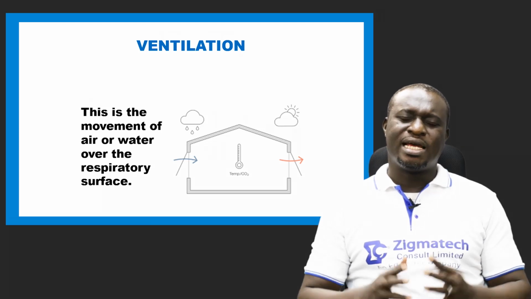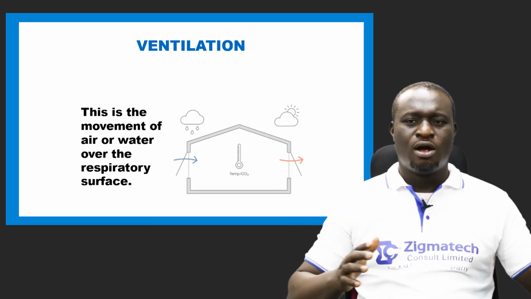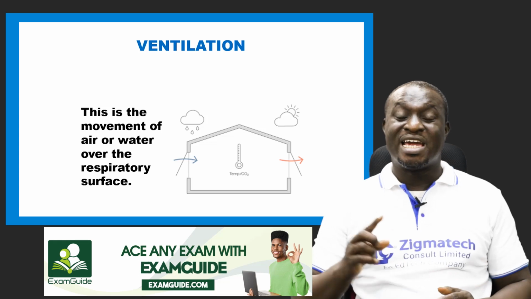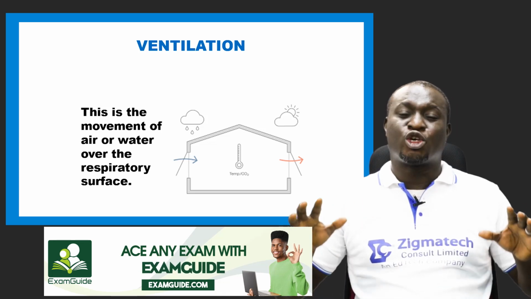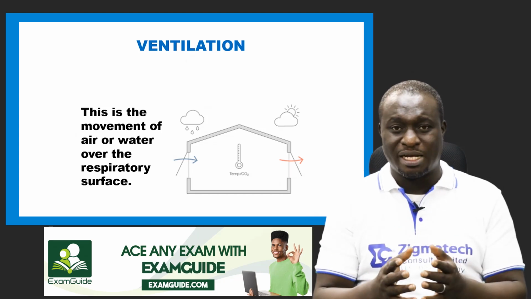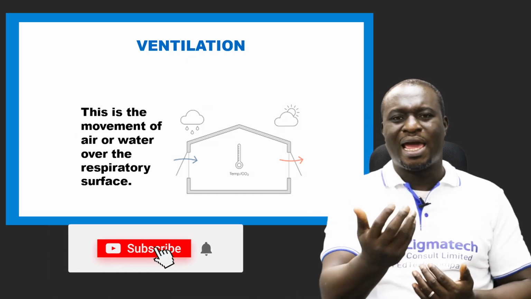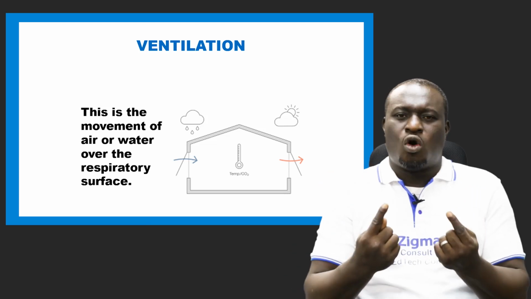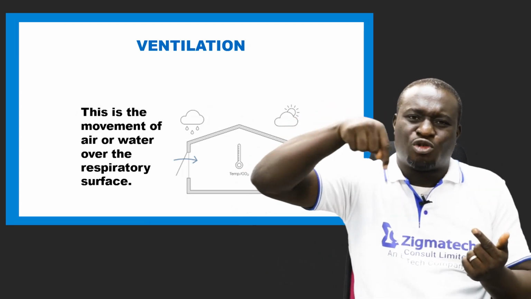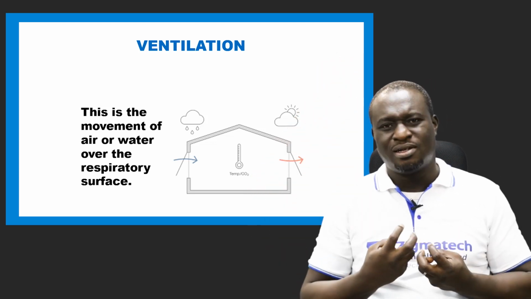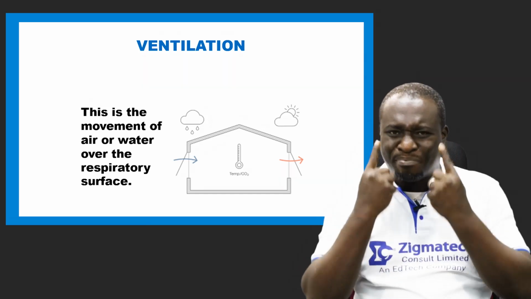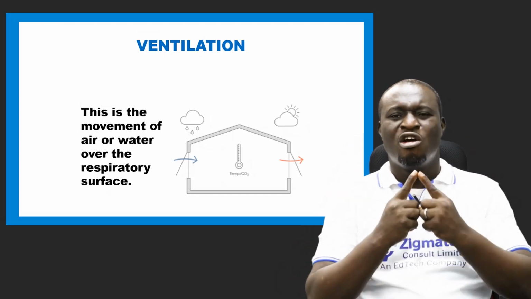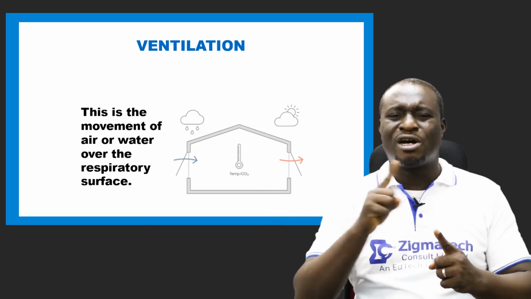What is ventilation? It is simply the movement of air or water over respiratory surfaces. If there is no ventilation, there will be accumulation of carbon dioxide in a particular place. For instance, if I am breathing in air and breathing out air, and there is no ventilation, the level of carbon dioxide in my surrounding will increase, and that will become toxic to that human being. So one other important condition for proper respiration is ventilation: free movement of air or water over respiratory surfaces.